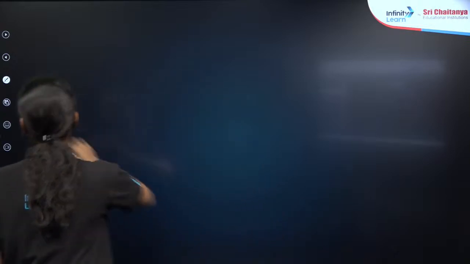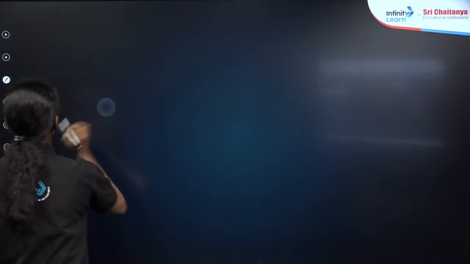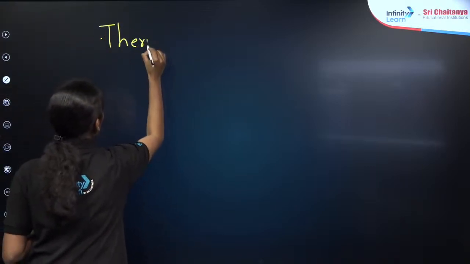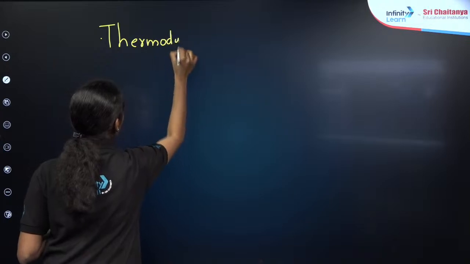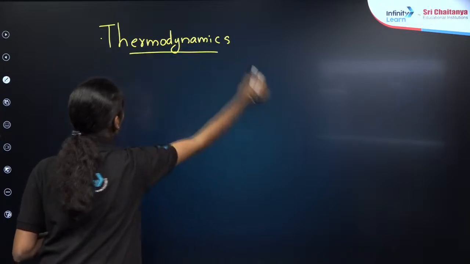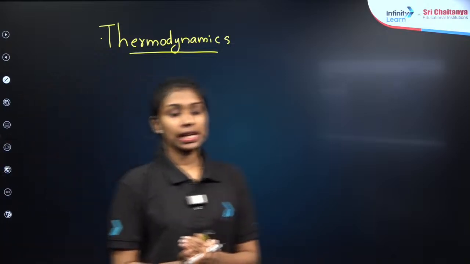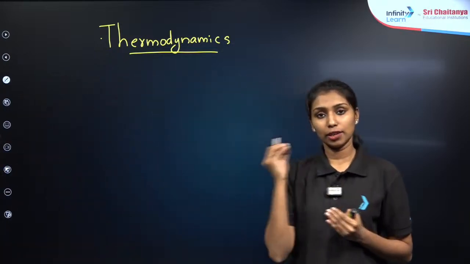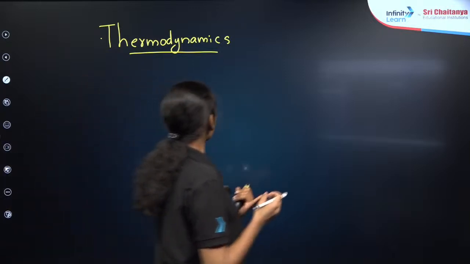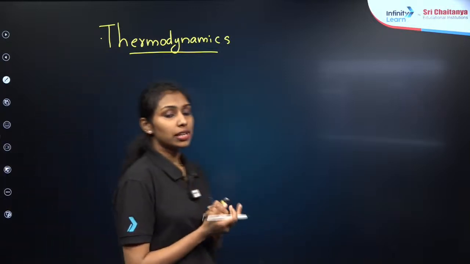So far we have successfully completed our thermodynamics chapter. Starting from the basics of thermodynamics, we have studied the different terms around thermodynamics, right? You have studied the system and surroundings. Depending upon the system, we defined the 3 different types of system: open, closed and adiabatic system.